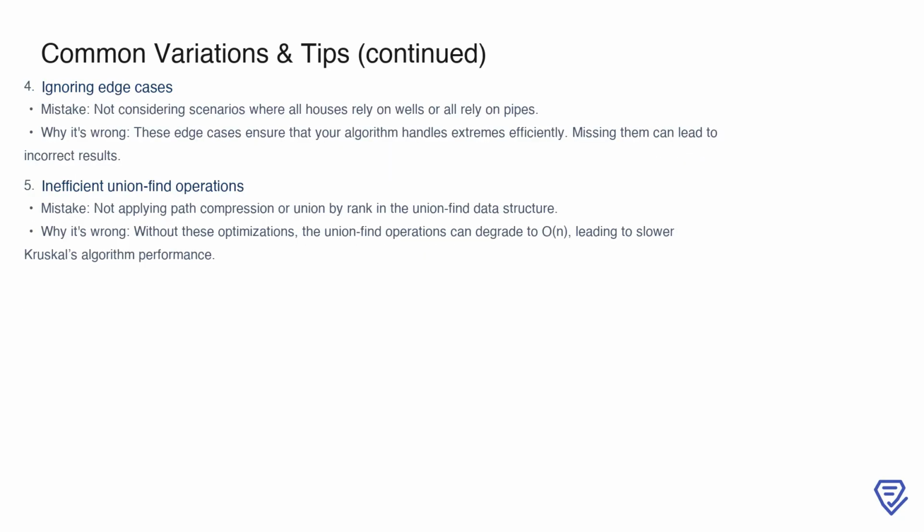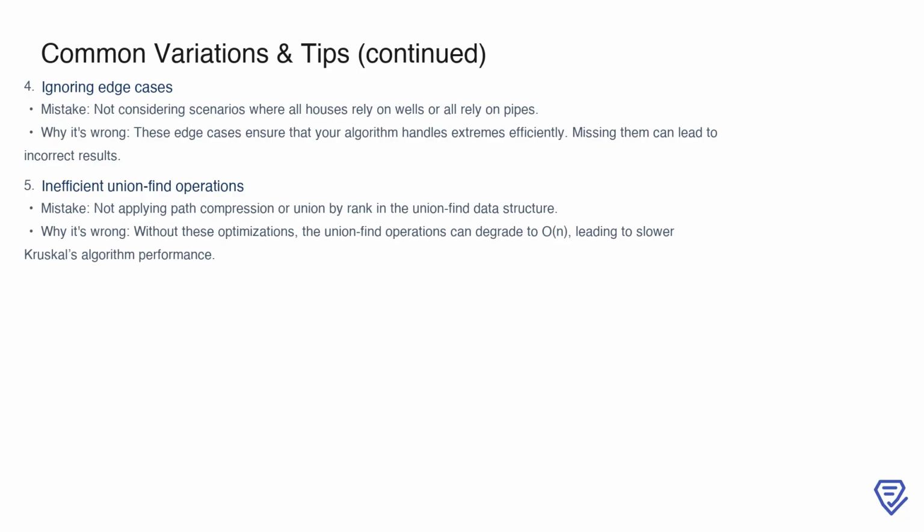Another frequent mistake is ignoring edge cases. For example, consider scenarios where all houses rely solely on wells or only on pipes. These edge cases test the extremes of your algorithm and ensure it handles unique situations correctly. Failing to account for them can result in bugs or inefficiencies.